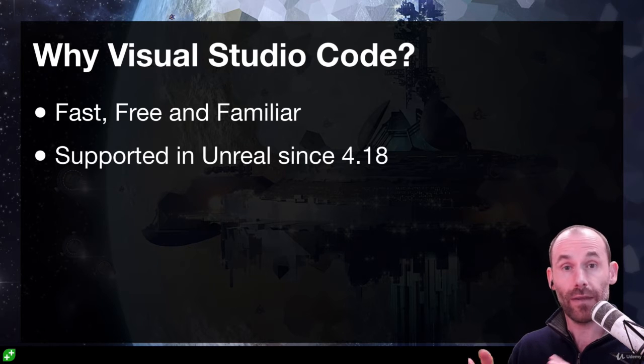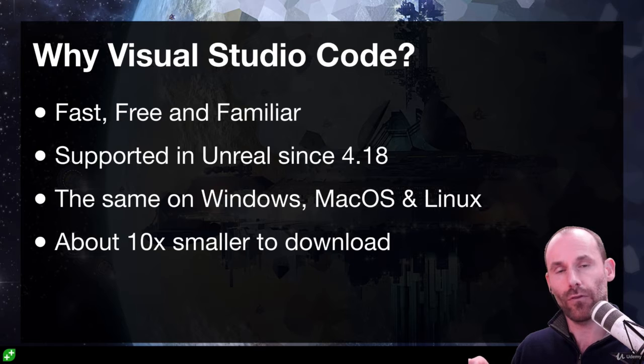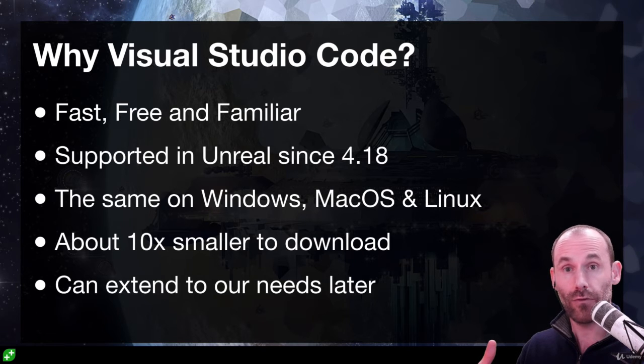Code. It's going to be the same on Windows, Mac, and Linux, exactly the same once we're inside Visual Studio Code. So it's nice and homogeneous, or homogeneous. I'm not sure which way you say that. And it's about 10 times smaller to download than the full Visual Studio Suite. And finally, it's like a buffet. If Visual Studio is like a set meal, then Visual Studio Code is like a buffet. You start very small and you keep going back for what you need in terms of things called extensions. So that's why we're using Visual Studio Code.